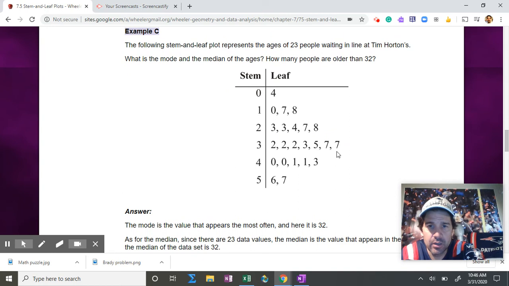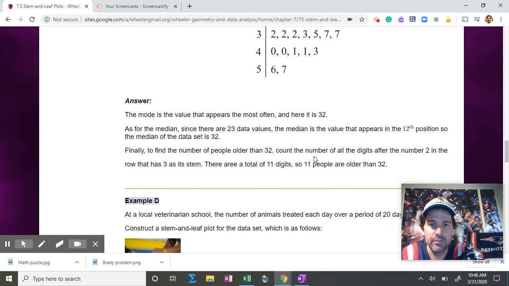Here's another one. Again, your minimum is 04, so just 4, and your maximum is 57. One of the questions was how many people are older than 32. So here's 32. So to be older, you got to start at 33. So you just start counting these. So you have 4 here, and then you have another 5 there, and another 2 there. So you got 11 of those.